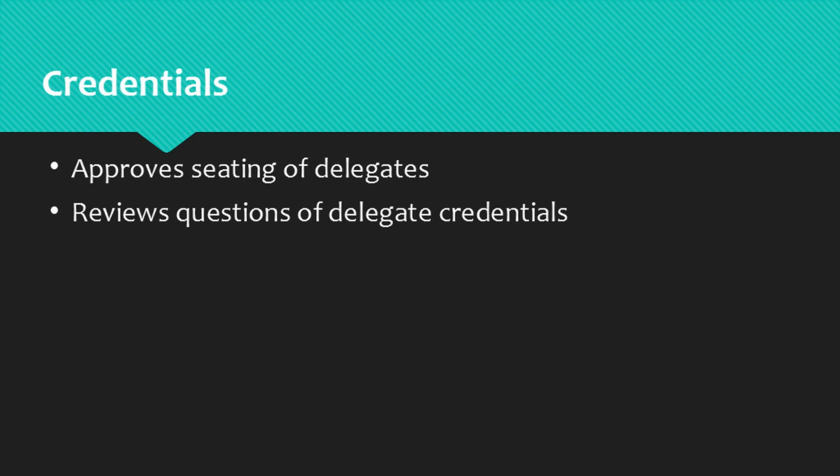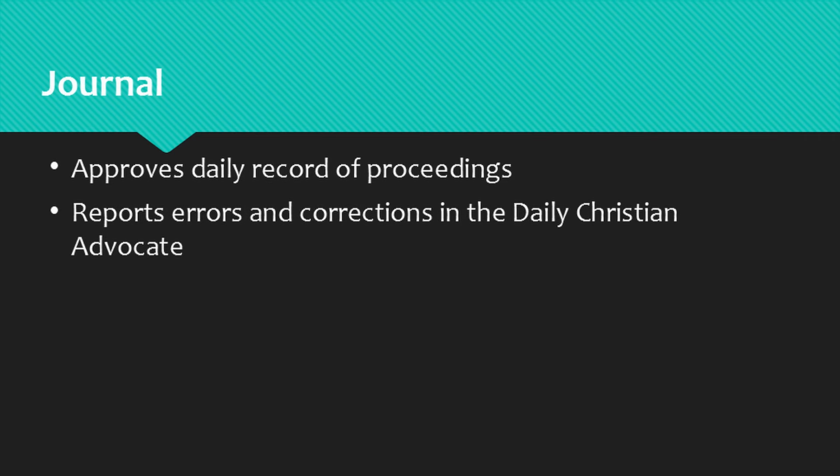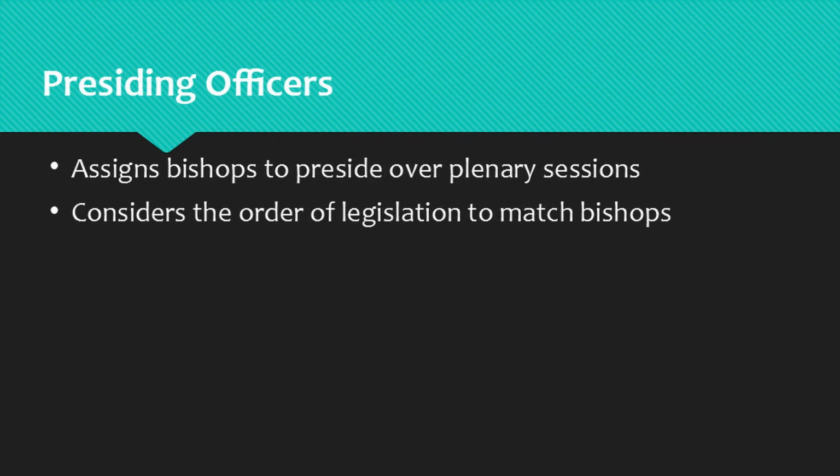The Committee on Credentials works with the Secretary of the General Conference to review and approve the credentials and seating of delegates. For example, if questions arose about an annual conference's election of delegates, the committee would review the facts and requirements and determine whether the delegates could be seated with voice and/or vote. The Committee on the Journal approves the daily record of proceedings printed in the Daily Christian Advocate and reports on any errors and corrections.